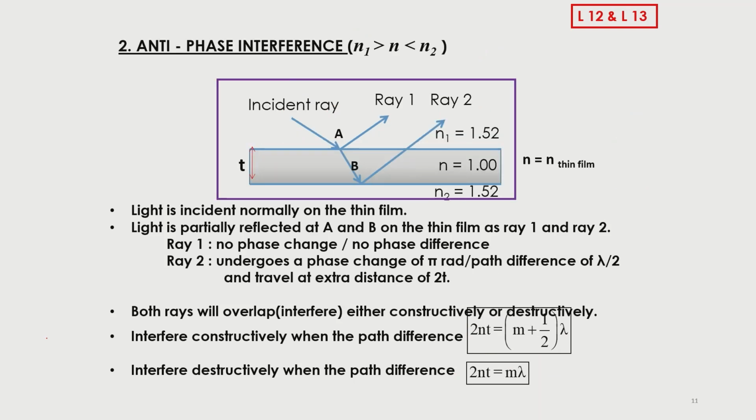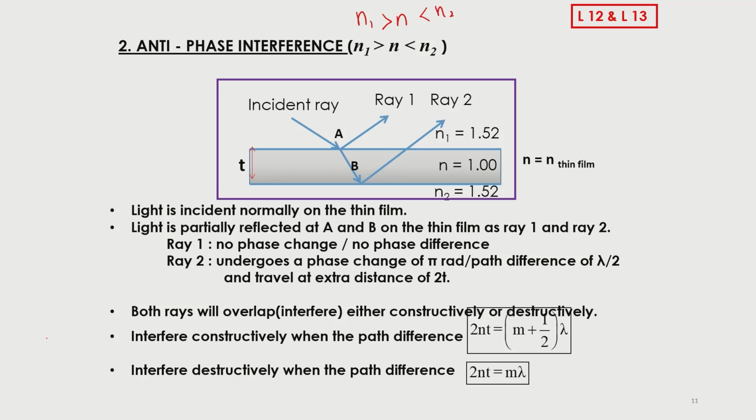Antiphase interference, where the refractive index of the thin film is lower than the refractive index of medium 1 and lower than the refractive index of medium 2. So the light is incident normally on the thin film. Then the light is partially reflected at A and B on the thin film as ray 1 and ray 2. But the question is, do ray 1 and ray 2 undergo phase change or not? Okay, let's have a look at this diagram. As we know, the refractive index for medium 1 is 1.52, the refractive index for the thin film is 1, and the refractive index for medium 2 is 1.52 as well.